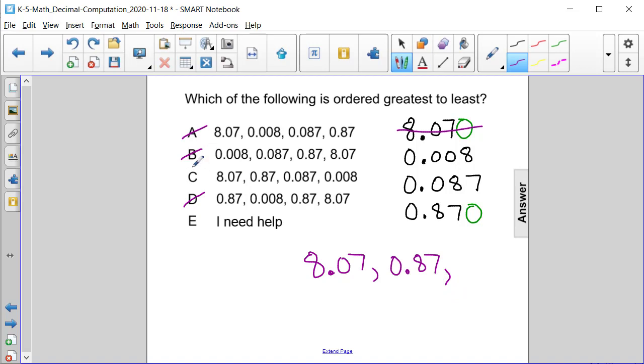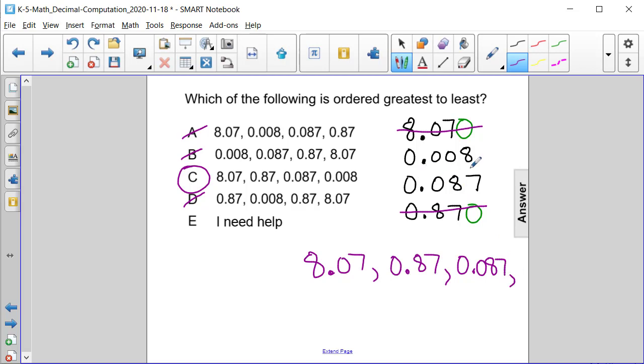So it looks as though C will be our answer, but let's finish verifying. Oh, not that one. We used this one. Now let's look for the third highest. Ones column are the same, tenths column are the same, hundredths column, we have a 0 and an 8. This 8 will be the next highest. So the next highest number is 87 thousandths.